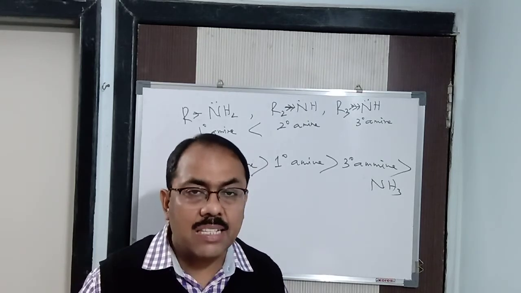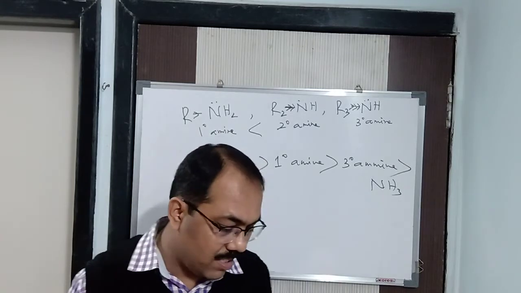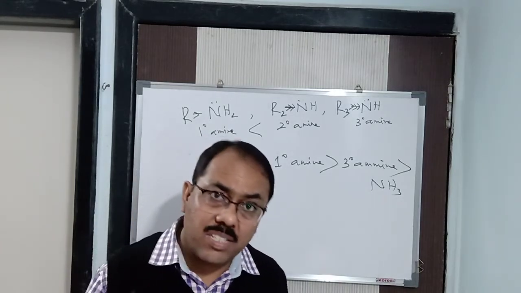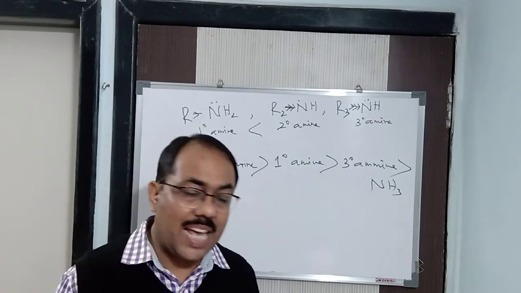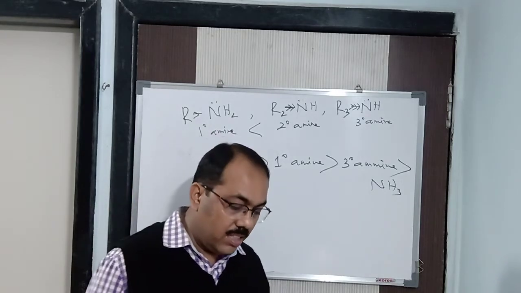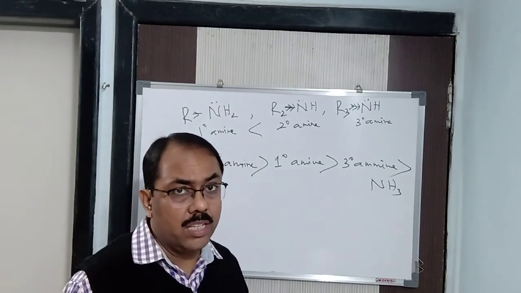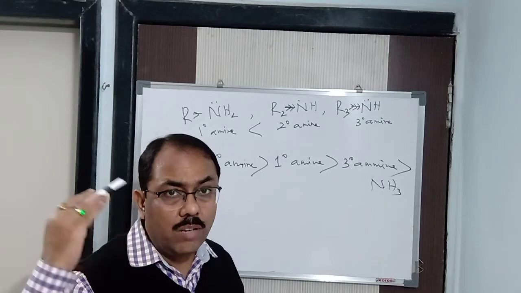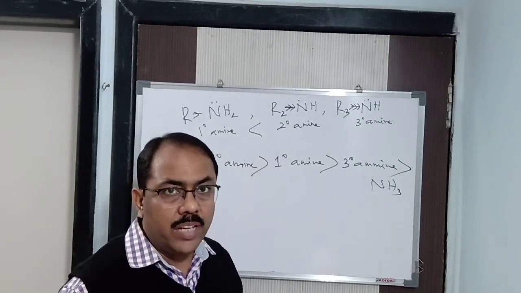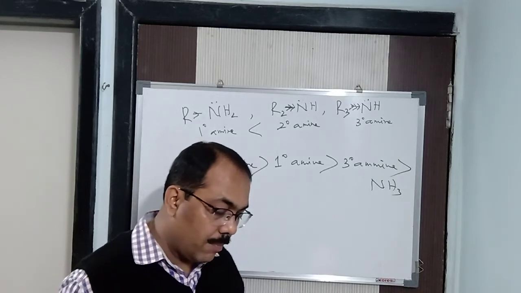Means when the amines, primary, secondary, tertiary amines, are in the gaseous phase, the solvent effect is missing. So in that case, as the solvent effect is missing, the basic strength is in the order of 3 degree greater than 2 degree greater than 1 degree. I am repeating, in the gaseous phase where the solvent effect is missing, there the 3 degree amine is more basic than 2 degree amine is more basic than 1 degree amine, so to say.